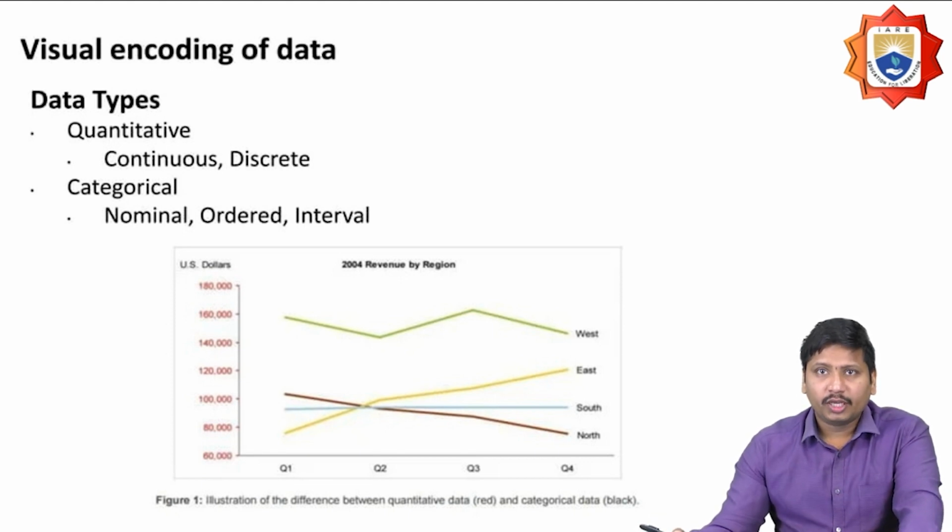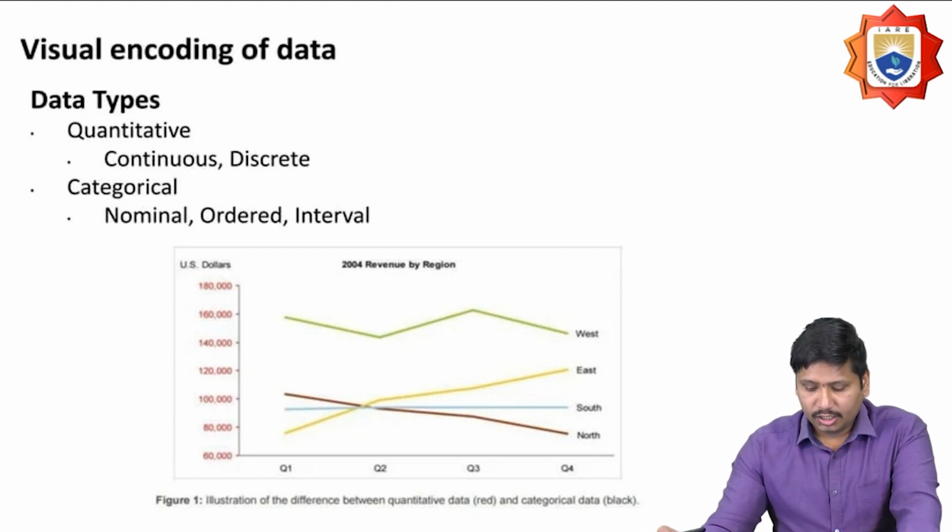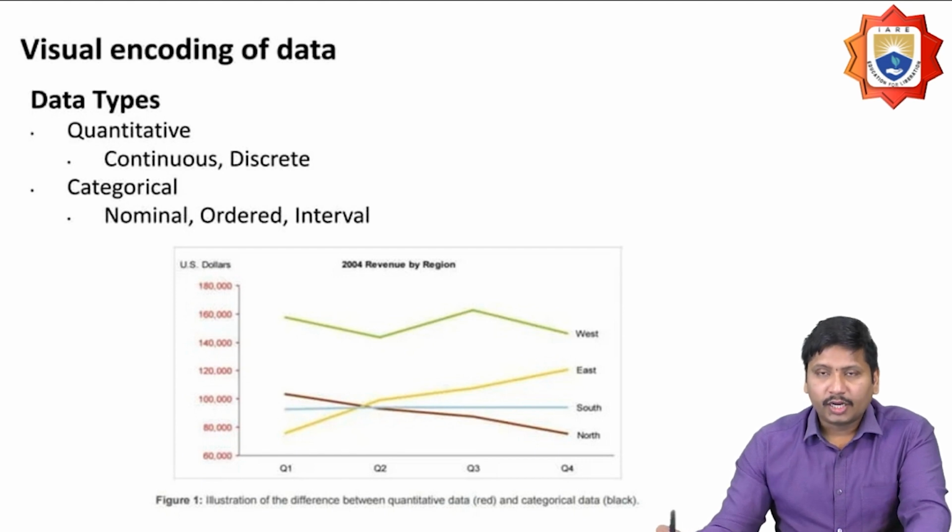Quantitative means we're able to have two types of things, continuous and discrete, and categorical means we're going to have nominal, ordinal, and interval. So normally the data I'm getting has to be clearly identified. What kind of data it is, we have to identify: quantitative or categorical. Quantitative means continuous and discrete, and categorical means nominal, ordinal, and interval.